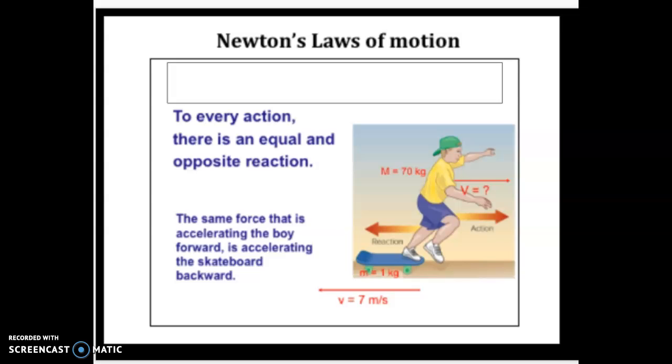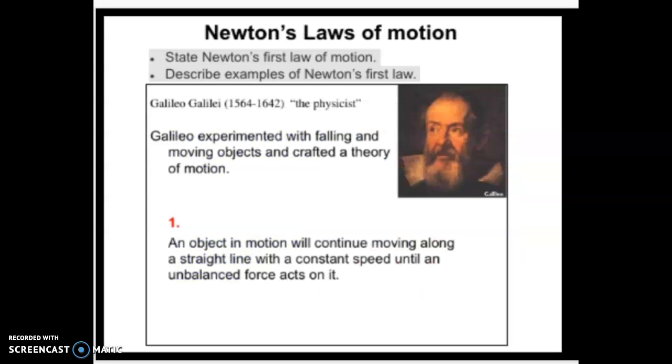Now, the first of Newton's laws, this is the third law. I don't know why I'm starting with the third one, but here it is. Newton's third law is every action has an equal and opposite reaction. Newton's second law, no, this is the first one. Newton's first law is an object in motion will continue moving along a straight line with a constant speed until an unbalanced force acts on it.